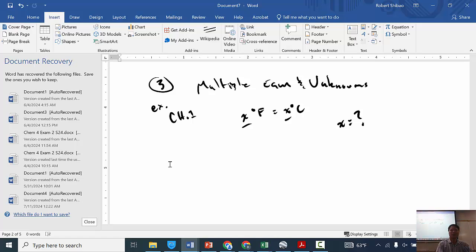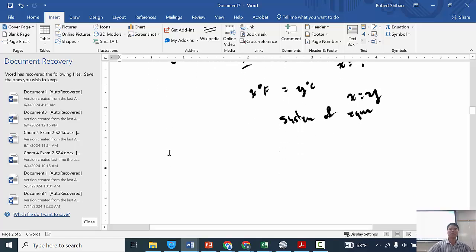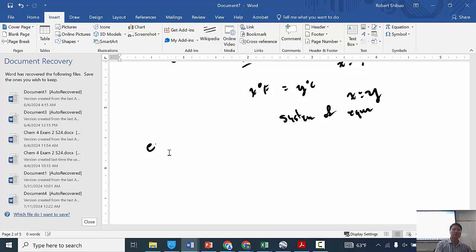In other words, we might say this: X degrees Fahrenheit is equal to Y degrees Celsius, where X equals Y. It doesn't matter what I label it. This would be a system of equations here. What would be an example of a Chapter 2 system of equations? You have a mixture of, let's say, sodium chloride and magnesium chloride.